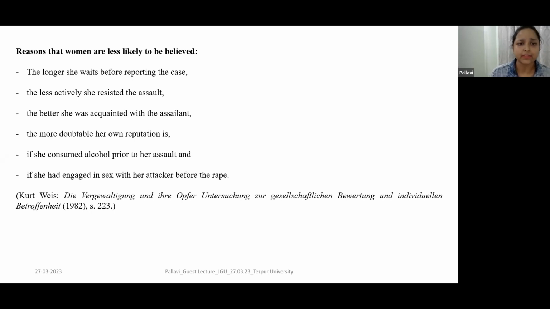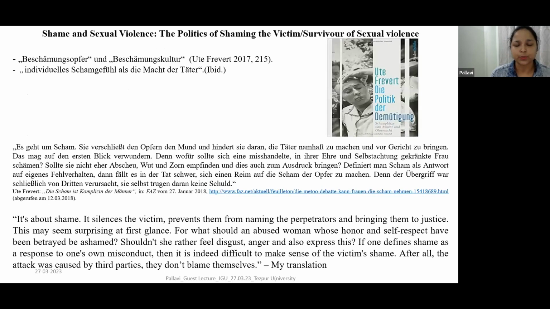The less actively she resisted the assault, or the better she was acquainted with the assailant, or the more doubtable her own reputation is, if she consumed alcohol prior to her assault, and if she had engaged in sex with her attacker before the rape. So these are the points that make women less likely to be believed.